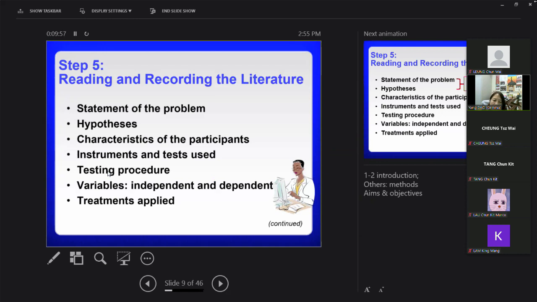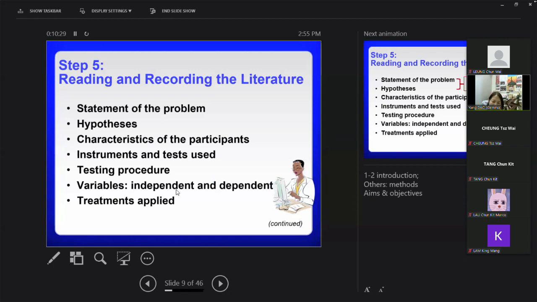Look at what variables they collect. There are different variables, including independent and dependent variables. These are the 2 major types of variables. Except for the 2 major types, there are also some control variables. So later in this lecture, I will introduce further the types of variables.